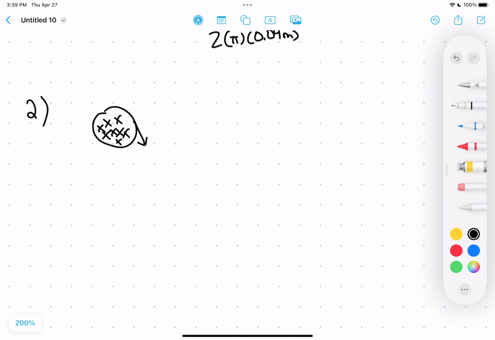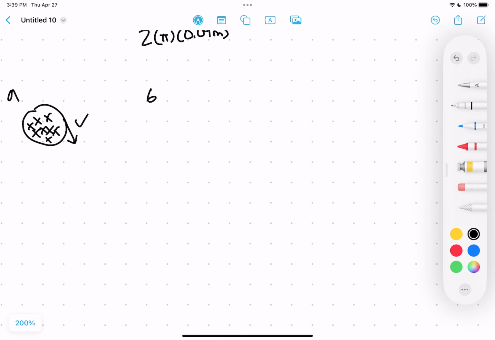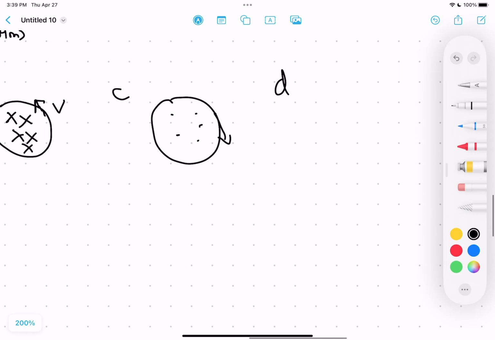Anyway, for circle A you have clockwise velocity and into the page for your magnetic field. For circle B, you have counterclockwise velocity and into the page as well. For circle C, you have out of the page, clockwise, and for circle D, you have out of the page, counterclockwise.